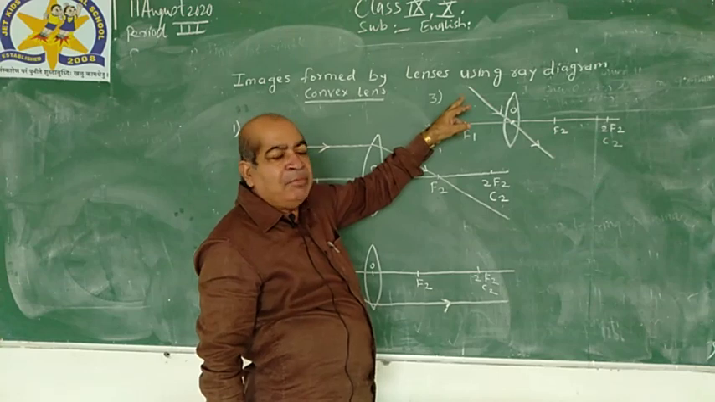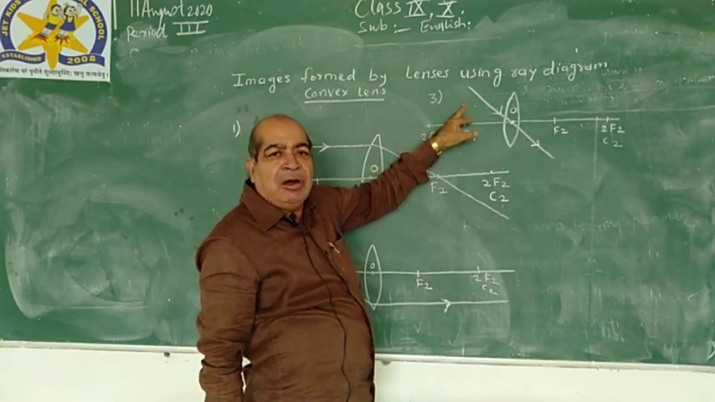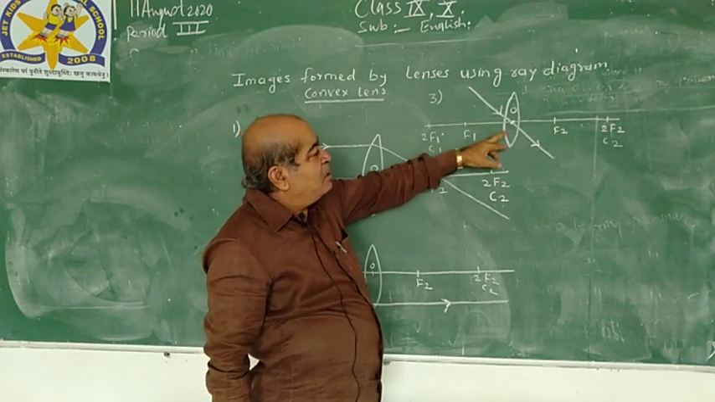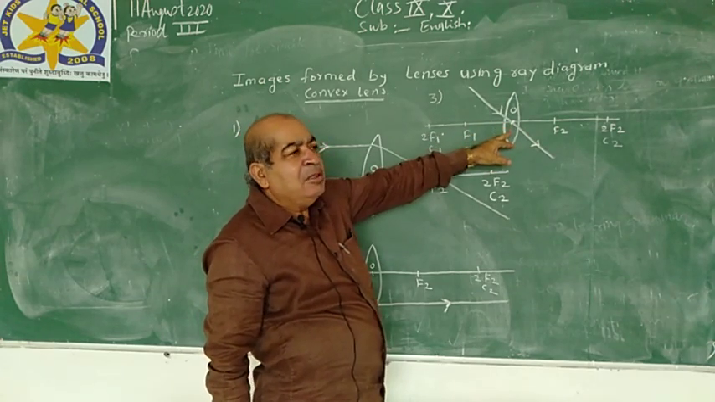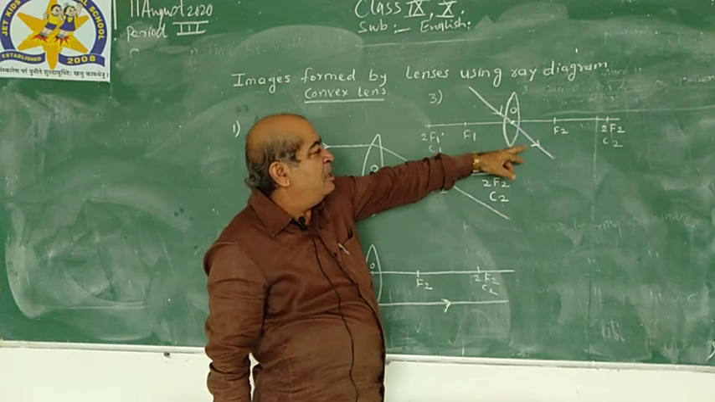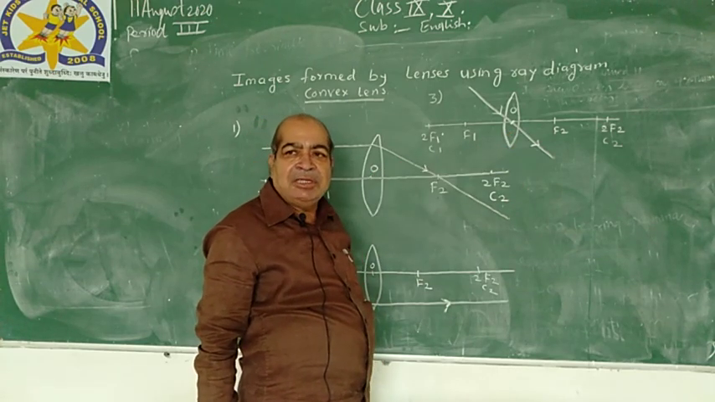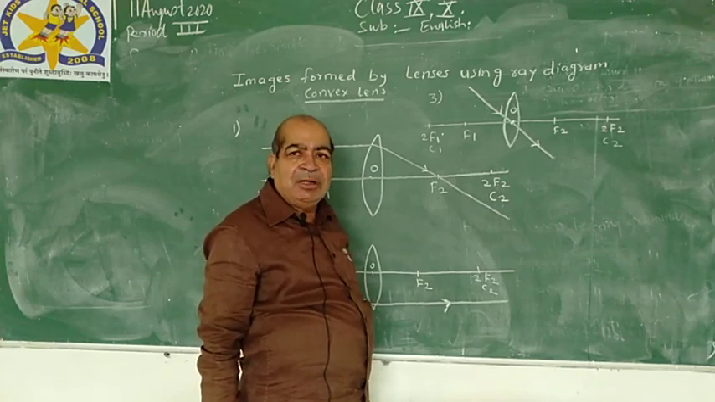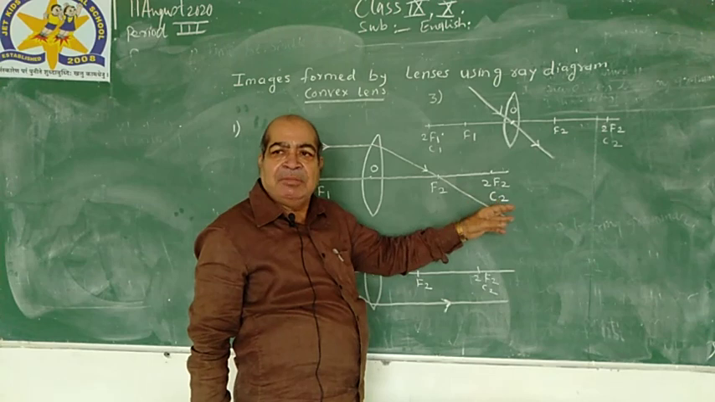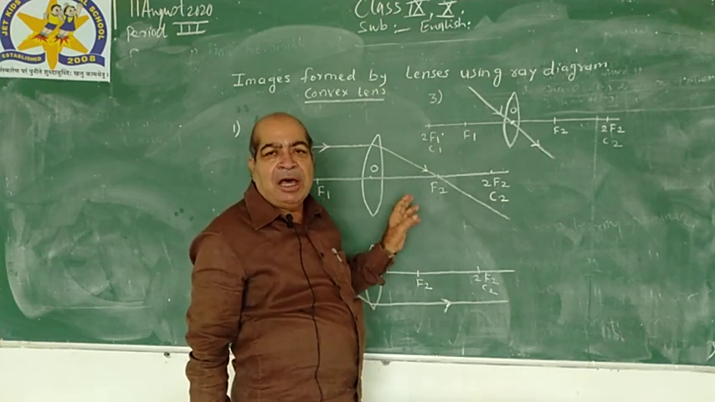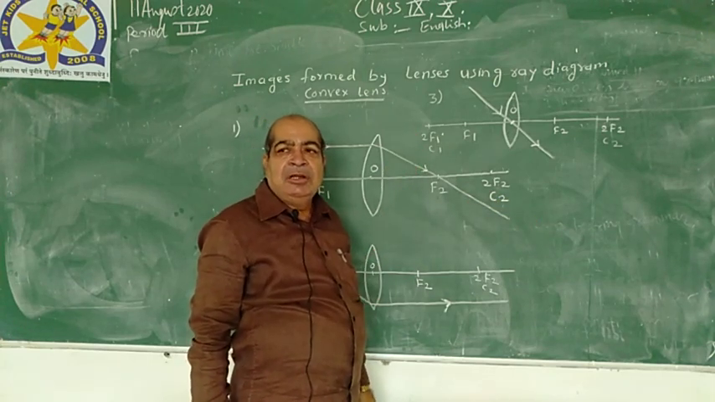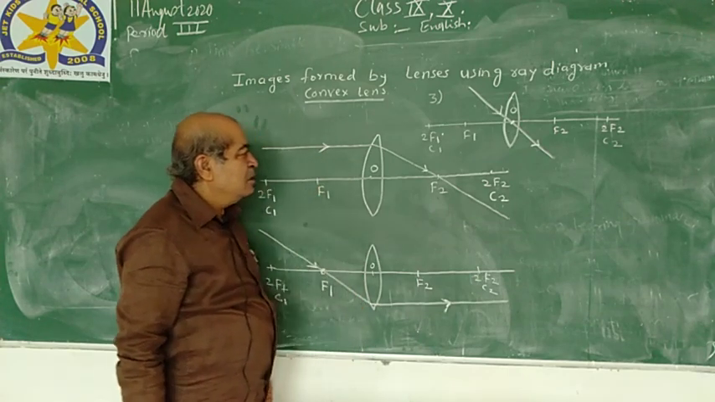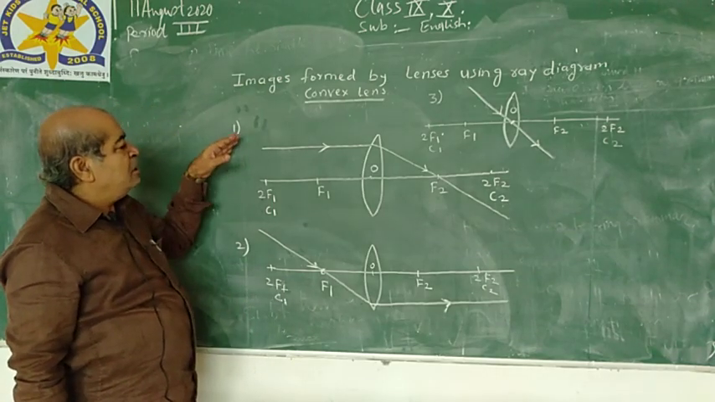When a ray of light passes through the optic center of the convex lens, then the ray of light emerges without any deviation, means it emerges along the same straight line. These are then the three rules to draw the ray diagram by using the convex lens. What are then the rules?